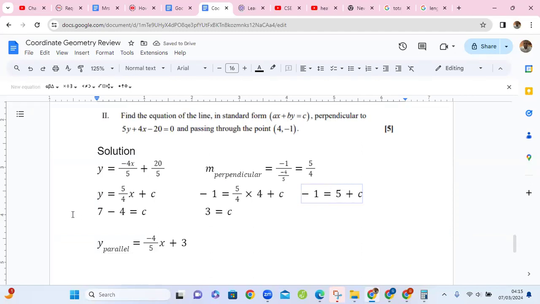We're going to subtract 5 from both sides to solve for c. We're going to have negative 1 subtract 5, and that will give us negative 6. So the equation of the perpendicular line is y is equal to 5 over 4 x subtract 6.